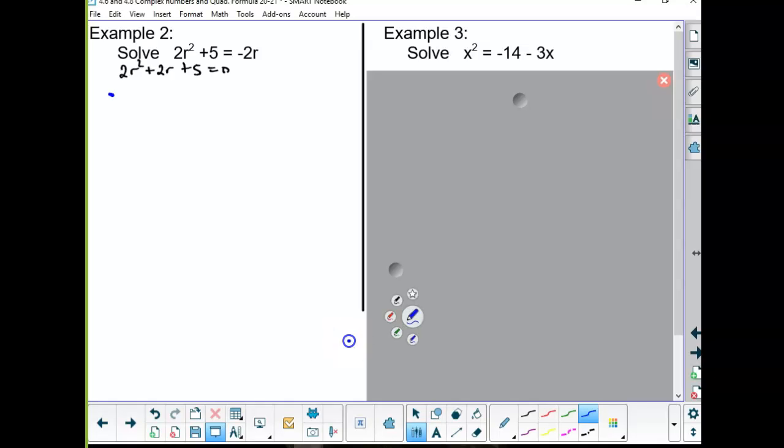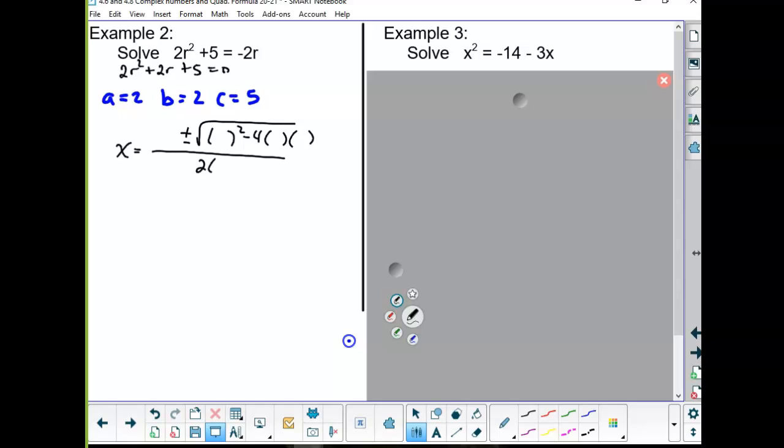All right. So if you correctly identify what A, B, and C are, then we can plug them in. So we had B is 2, so the opposite of 2 is negative 2. And then just plug all the other values in. And then we'll simplify it.